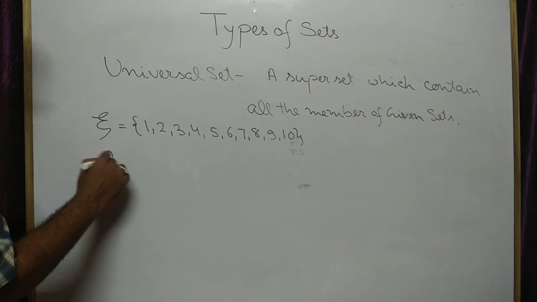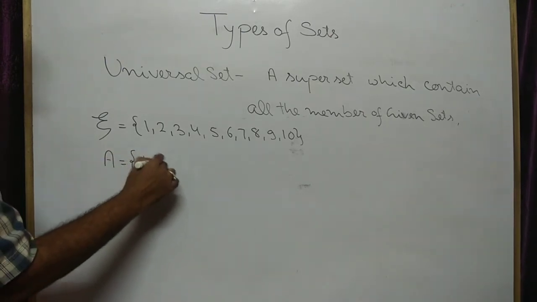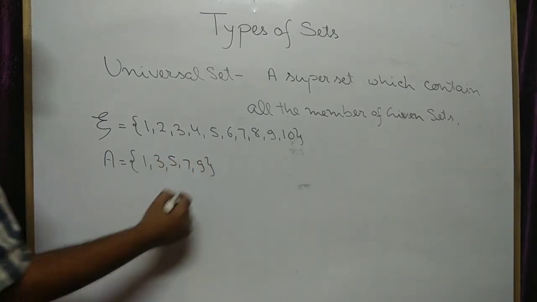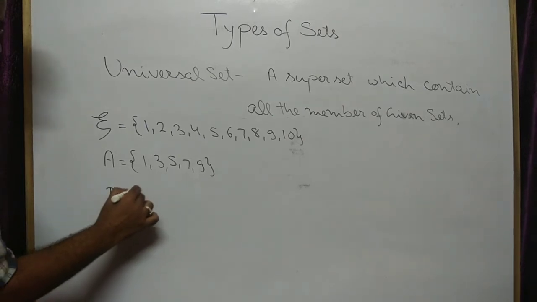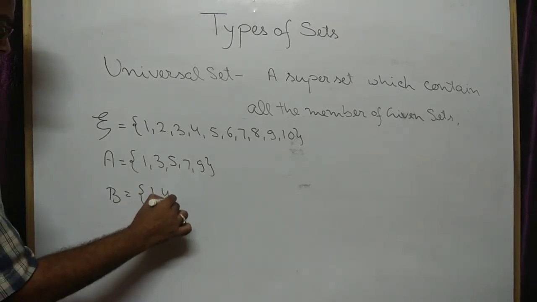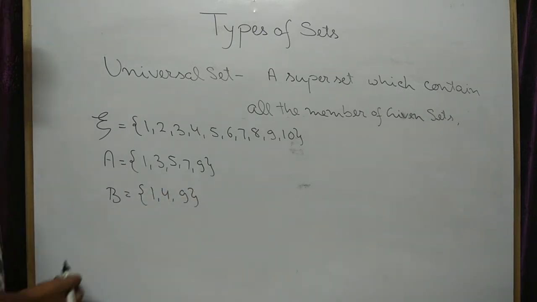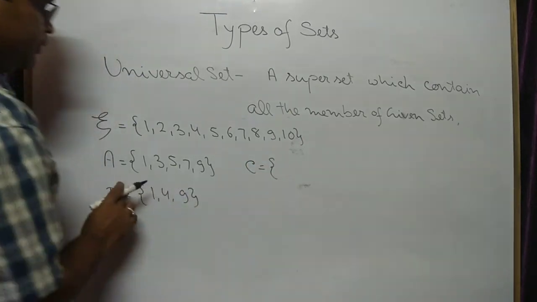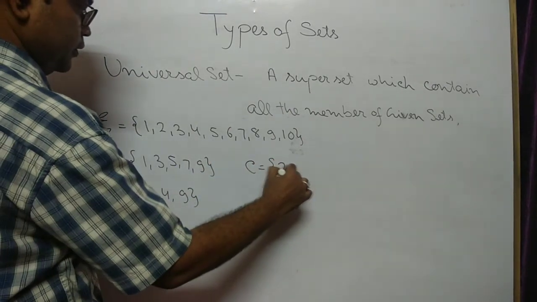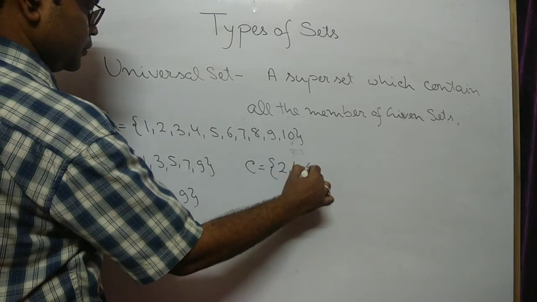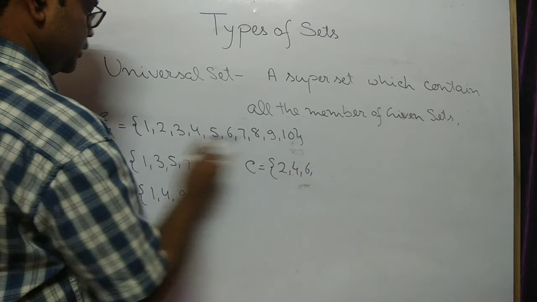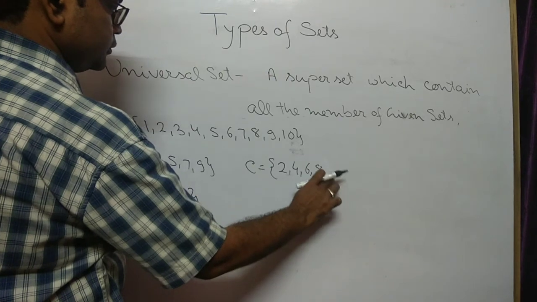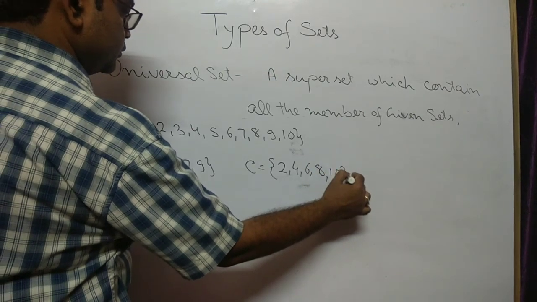Now again we have a set A. In this we have all the odd numbers less than 10. And then we have a set B in which we have all square numbers less than 10. Then again we have a set C which contains all the even numbers less than 10. Remember these are natural numbers, no? Okay, less than or equal to 10. Clear?